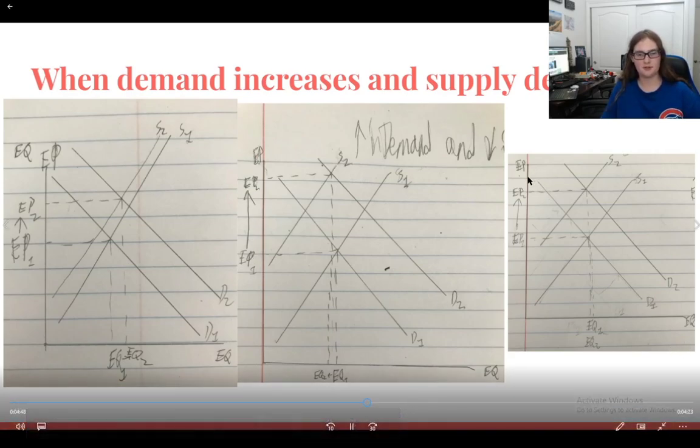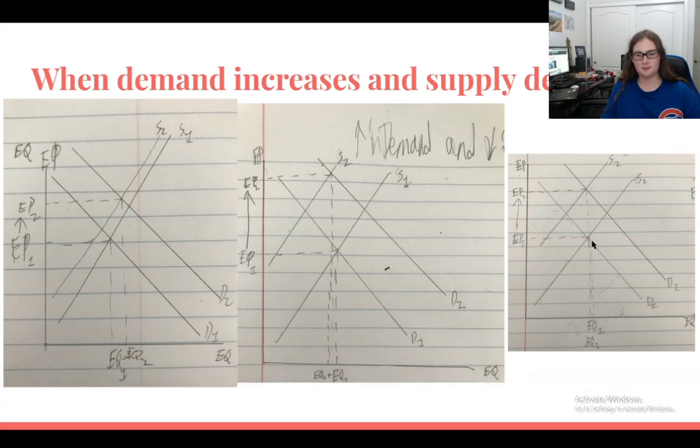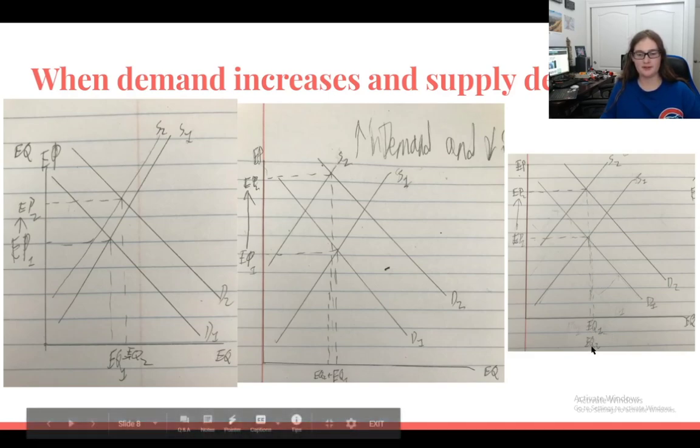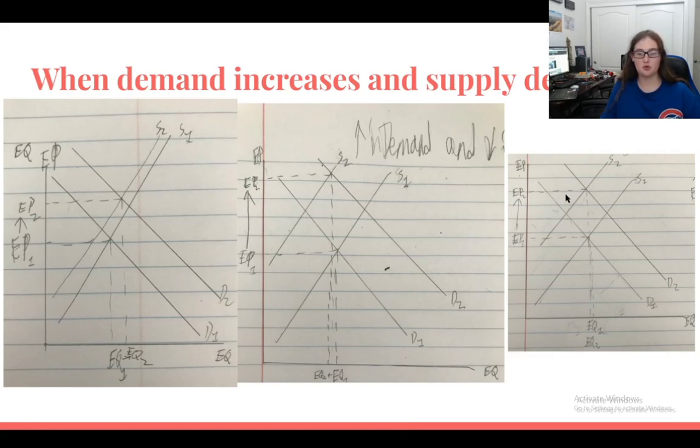And on this third one, the demand and the supply increased and decreased at about the same rate, as you see here. So the equilibrium quantity and the second equilibrium quantity are the same, hence there's no change in quantity.